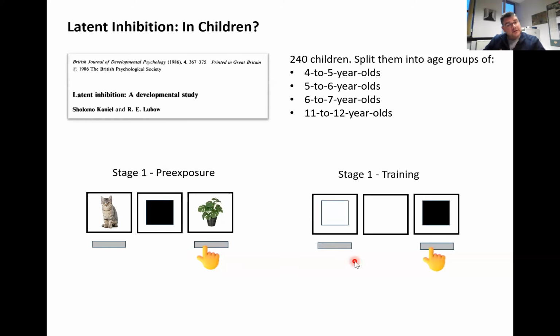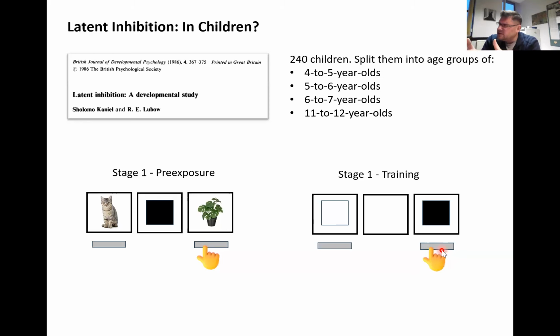the experiment, participants now had to learn through trial and error that they would receive reward whenever they pressed the same button when the black square was presented. So they were presented with the same apparatus, but now the pre-exposed stimulus, here the black square, would be presented on one side of the apparatus, and a novel stimulus, here a white square, would be presented on the other side. And participants had to press the button in order to receive reward.